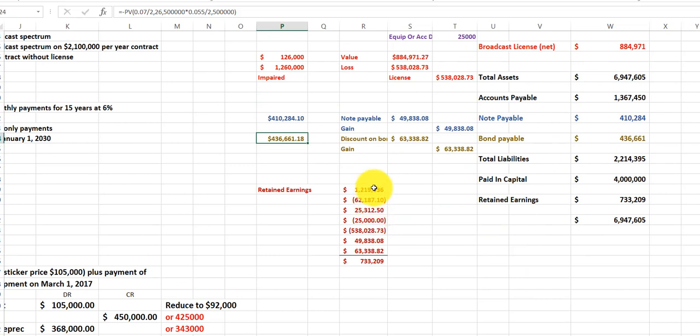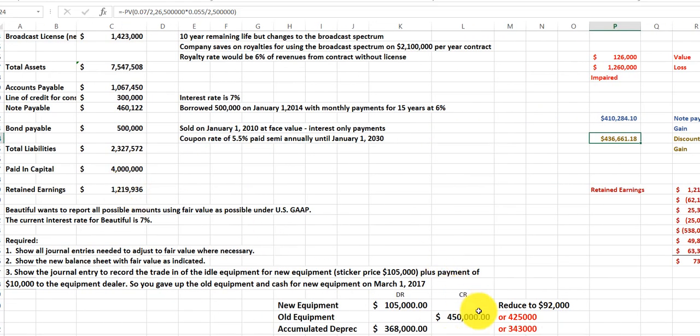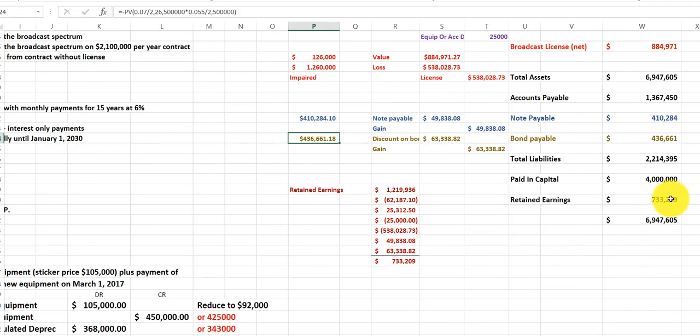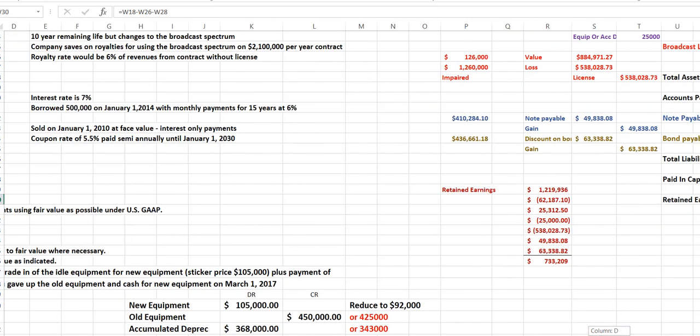and this is our changes based on our journal entries to retained earnings. So this was the retained earnings in our old scenario before we made our corrections, and here are all the corrections we made based on our journal entries, and the new retained earnings after all those corrections matches here, and our balance sheet balances as we would hope.